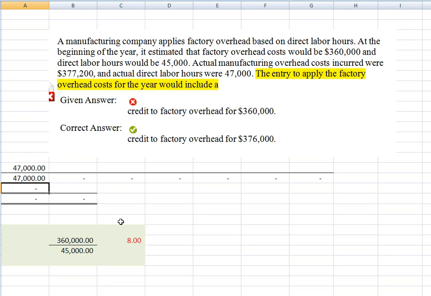So I'm going to multiply that times my 8, and that's going to give me a solution of 376,000, which would be credited to factory overhead and debited to our work in process.